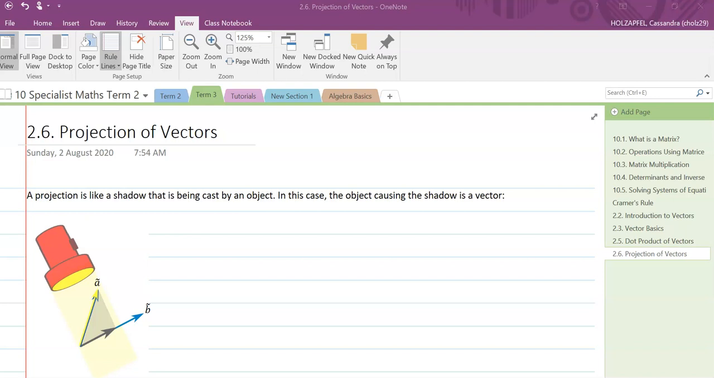Today we're going to be looking at the projection of vectors. So a projection is a shadow that's being cast by an object. And in this case in particular, we are looking at the shadow that's cast by one vector onto another vector, as we can see here. So we have the vector A that's being shadowed onto vector B.